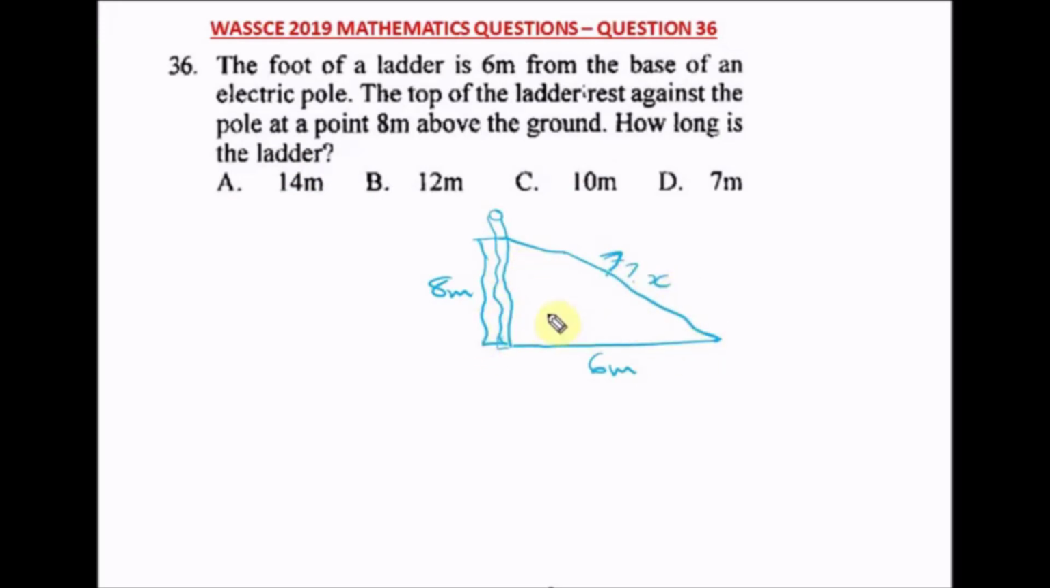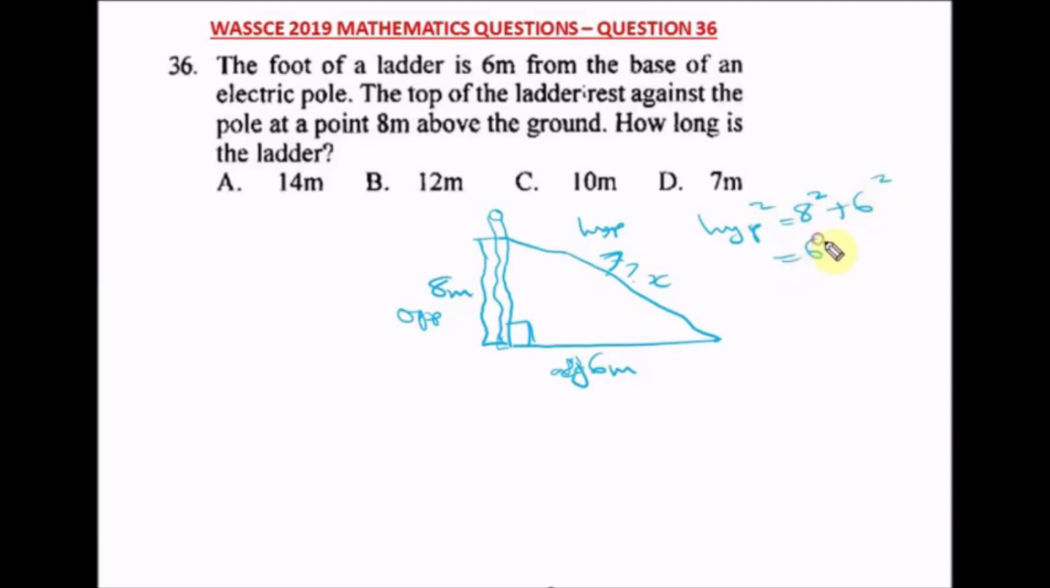All right, so we have an electric pole, so definitely this is a right-angled triangle. All we need to do is apply Pythagoras theorem, where this is our hypotenuse, this is our opposite, and this is our adjacent. So hypotenuse squared is equal to 8 squared plus 6 squared.